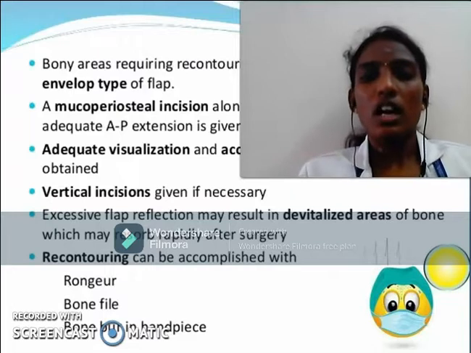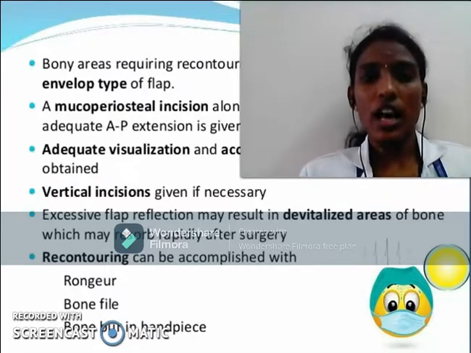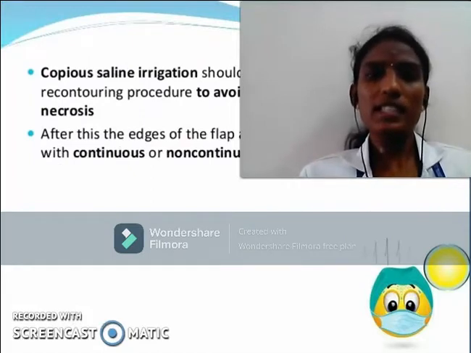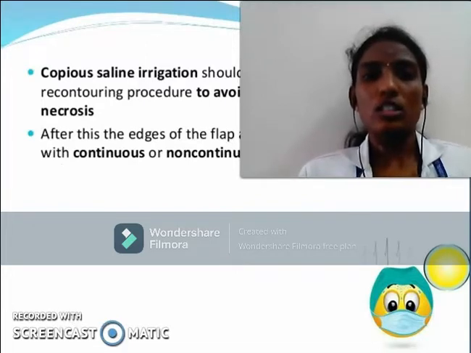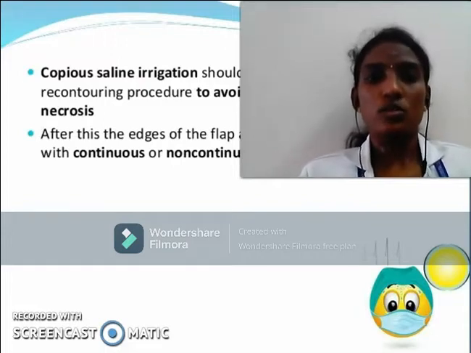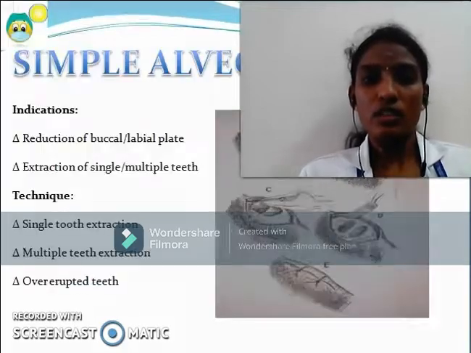Recontouring can be accomplished with a rongeur, bone file, or bur in a handpiece. Copious saline irrigation should be done throughout the recontouring procedure to avoid overheating of the bone, which can cause necrosis. After this, the edge of the flap is trimmed and sutured with continuous or non-continuous sutures. Rongeurs, bone burs and bone files are highly used.